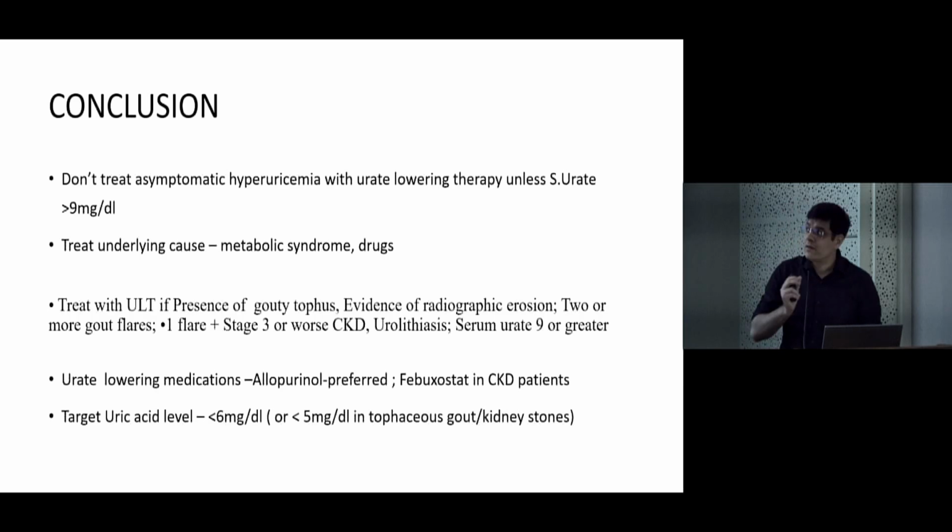So to conclude, don't treat asymptomatic hyperuricemia with urate lowering therapy unless the uric acid is 9 or more. Treat the underlying causes like metabolic syndrome. Look at the drugs that the patient is taking, and treat if they have gouty tophus, evidence of radiographic erosions, 2 or more gout flares a year, or 1 flare with CKD or kidney stones or uric acid 9 or greater. Urate lowering therapy, allopurinol is preferred. Febuxostat is preferred in CKD patients, and target is less than 6 in most patients, less than 5 in tophaceous gout and kidney stones. Thank you.